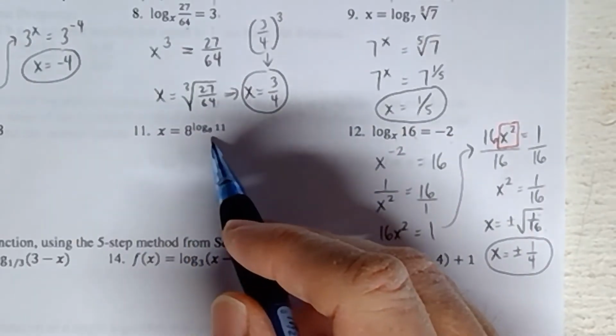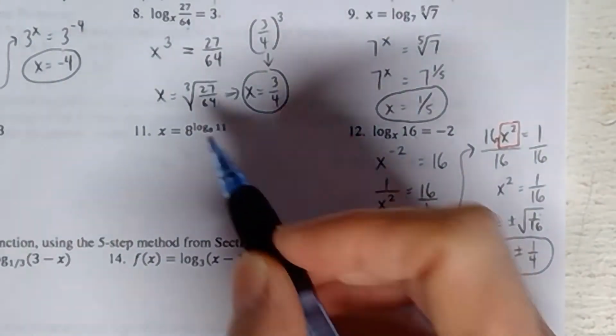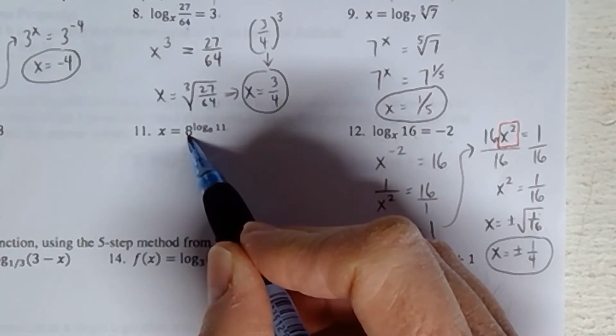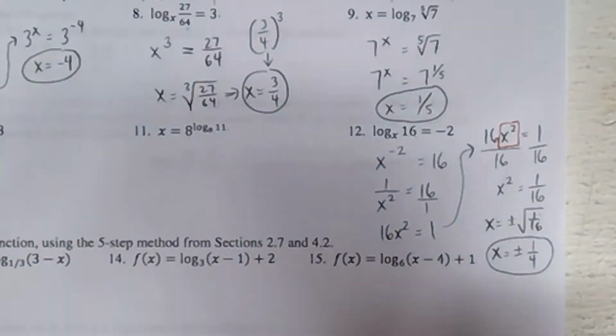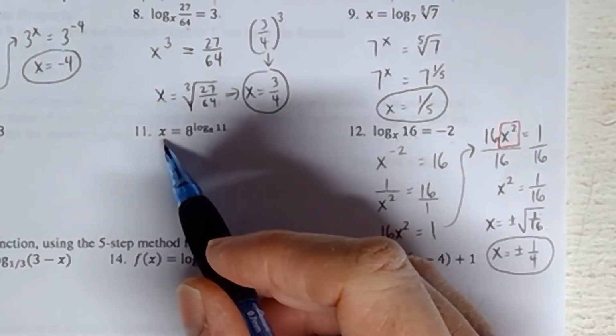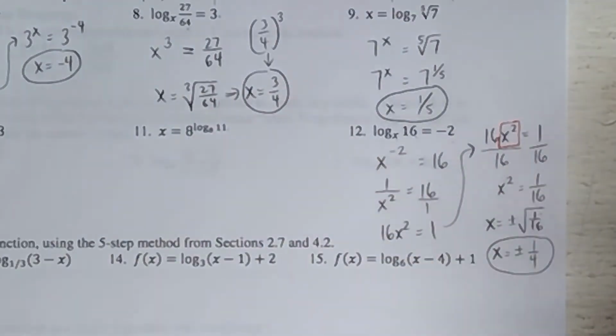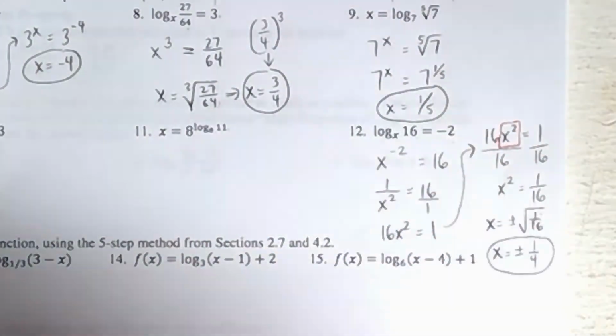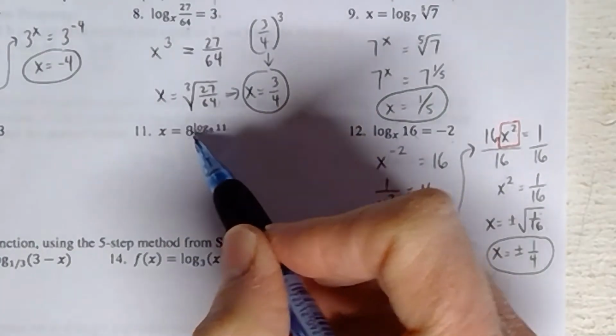this situation, you can see that the log is not by itself. The log is in the exponent, but then we have this base right here. So please do not do the same method that we just did here because the log is not by itself. However, the x is by itself, which is our ultimate goal, to get the x by itself. So that's good. We just need to figure out what this is equal to.